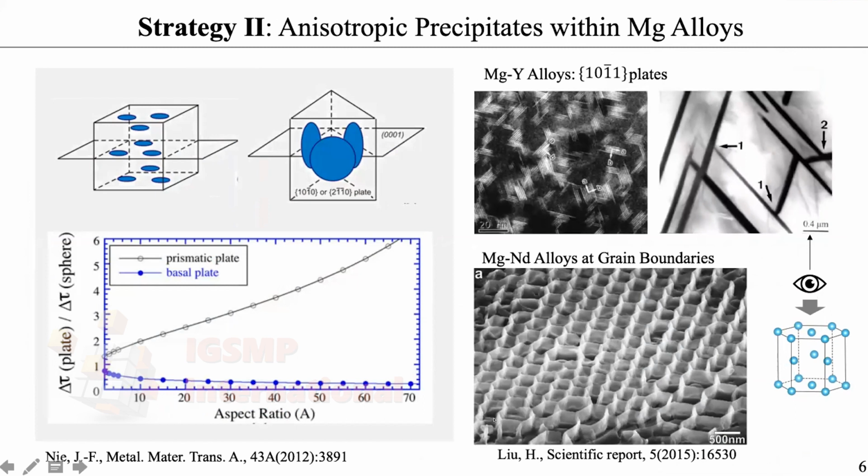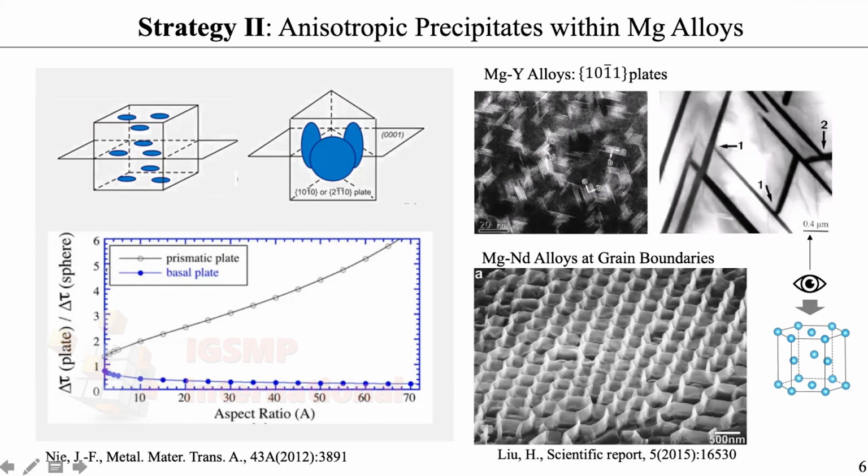Another way is that if we can introduce a foreign element, which we call an alloying element, then we will be able to induce anisotropic precipitations within such systems. And by doing so, if we can make these precipitations have anisotropic shapes, in principle it will change the mechanical response differently. Differently, I mean in the different crystallographic directions.